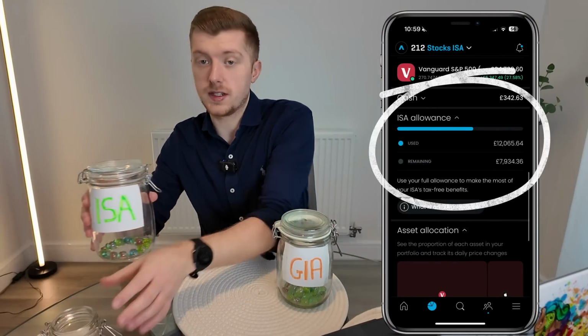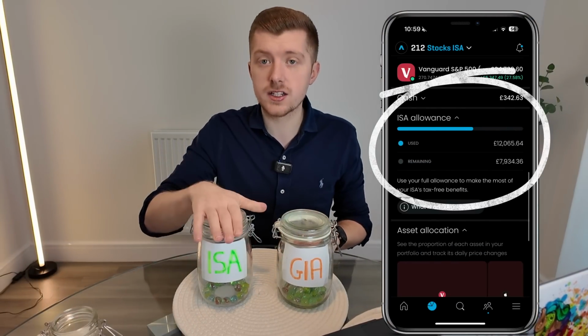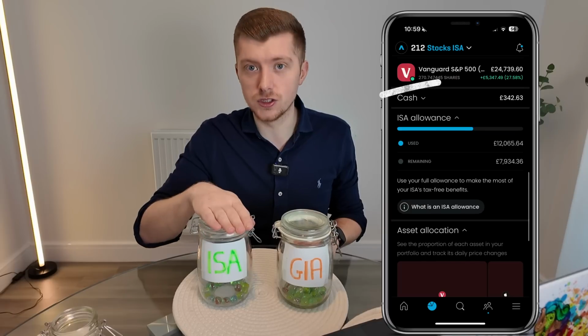But as of right now, because I've not yet filled up my £20,000 annual allowance within the ISA account, well, I'm going to continue to use it, especially because it's so tax efficient to do so.